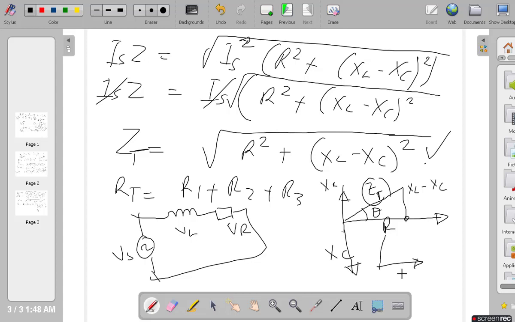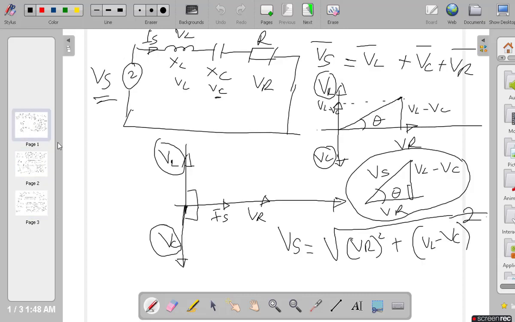I have to draw it, know that this is my VRR, this is my VL, and then we have to find the vector orientations to know what Vs is and add appropriately. We just can't say that Vs is equal to VL plus VRR. It's not as direct and as straightforward as you watched in DC circuits.